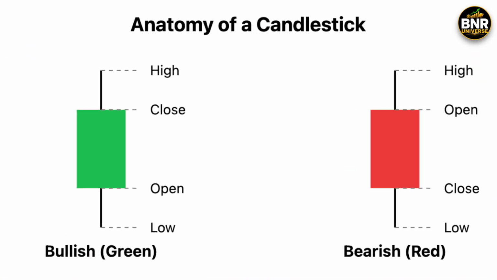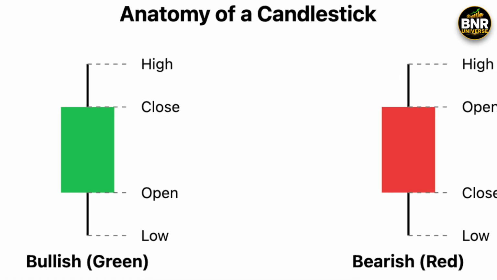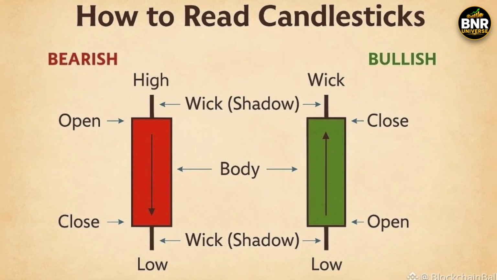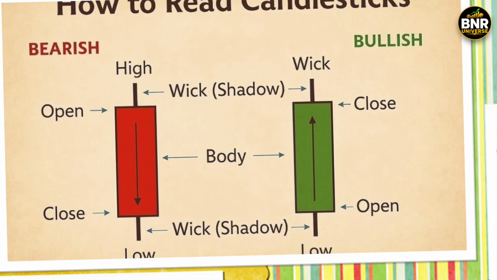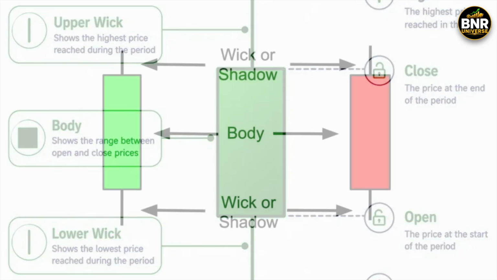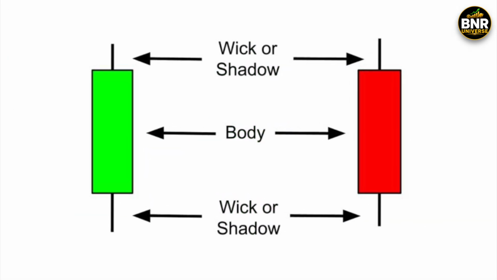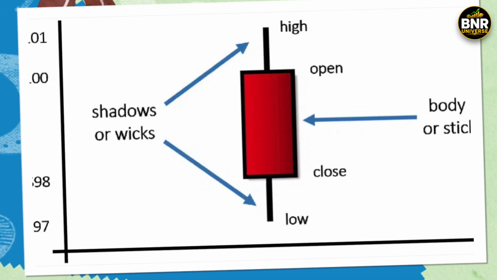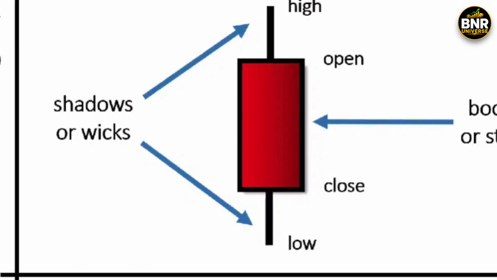Imagine a football match. The opening price is when the game starts. The highest price is the team's best attacking moment. The lowest price is when the team struggles. The closing price is the final score. All of this information fits inside one single candlestick. That is why traders love using candlestick charts. They reveal much more information than line charts.